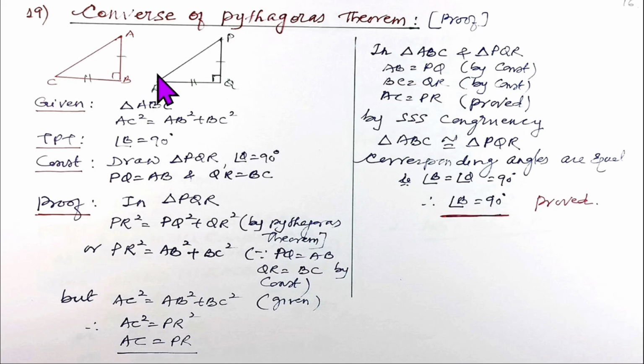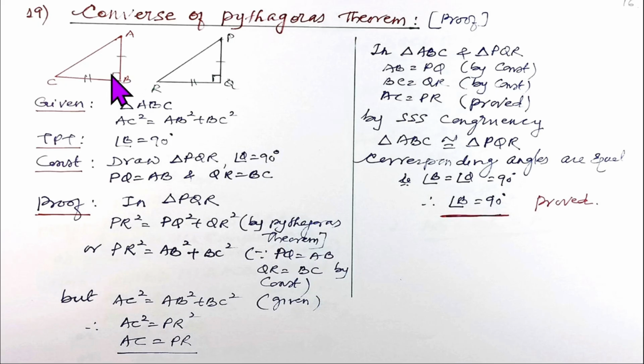Now in these two triangles, that is triangle ABC and triangle PQR, AB is equal to PQ by construction, and BC is equal to QR by construction, and AC is equal to PR just now we have proved. Therefore by triple S congruency criteria, these two triangles are congruent. If two triangles are congruent, then the corresponding angles are equal. Therefore angle Q is equal to angle B. Angle Q we know it is 90 degrees, therefore angle B is also equal to 90 degrees.